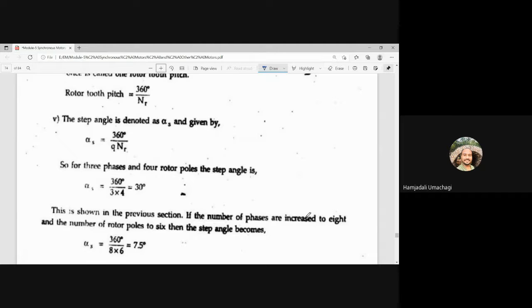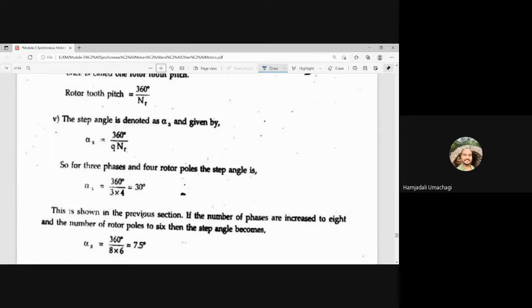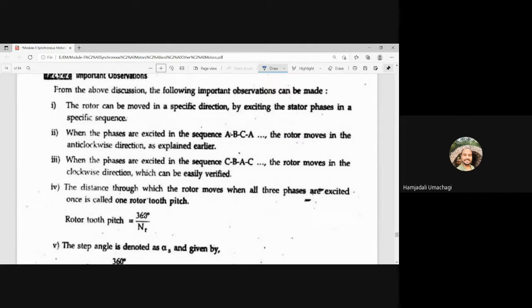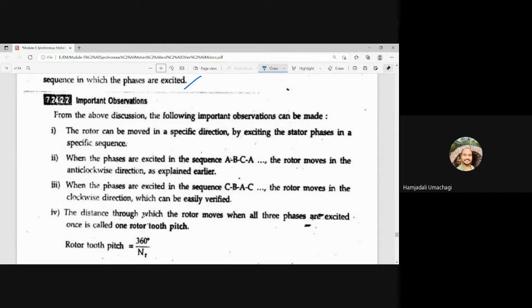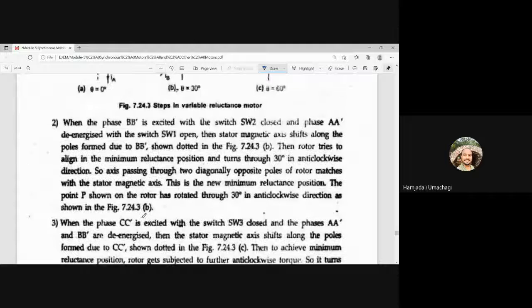If the number of phases is increased to 8 and the number of rotor poles to 6, then the step angle becomes, suppose in place of Q as 3, we take the value of Q as 8 and number of rotor poles as 6, then alpha s, the step angle, changes from 30 degrees to 7.5 degrees. So all these are the observations we have seen with the help of the above explanation of variable reluctance stepper motor. In the examination, they may ask questions related to variable reluctance stepper motor, so whatever explanation I have given so far, you are supposed to write all that. Okay. Have a good day.